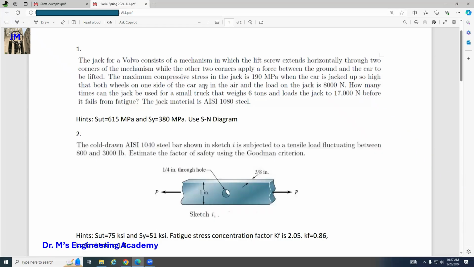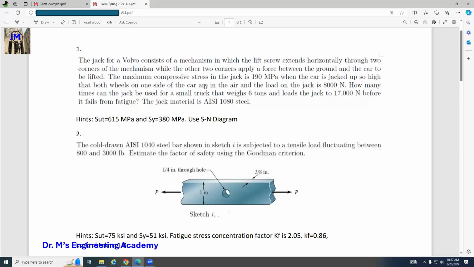How would we use the SN diagram in this case then? Could we use the SN diagram instead of that equation? Yeah, this equation is based on the SN diagram. Oh, it is. Okay, you don't just look at the diagram. Yeah. This equation is based upon the SN diagram, right?